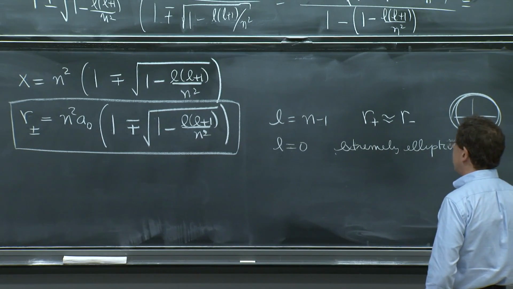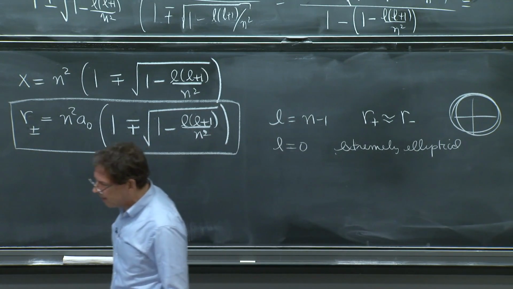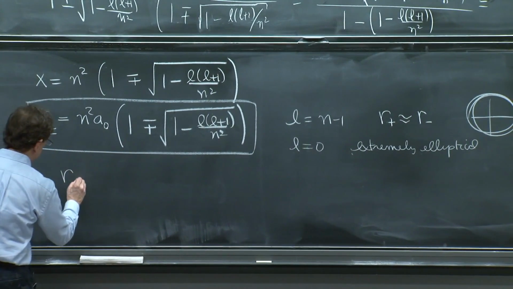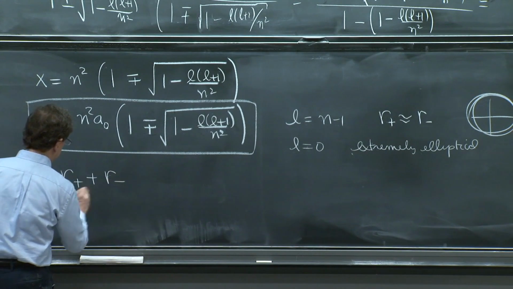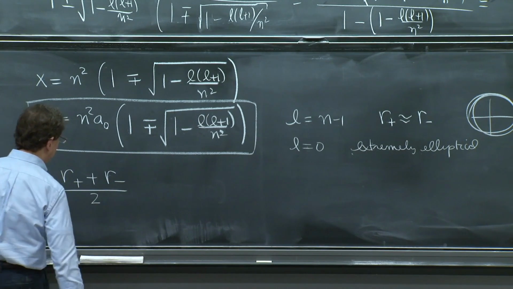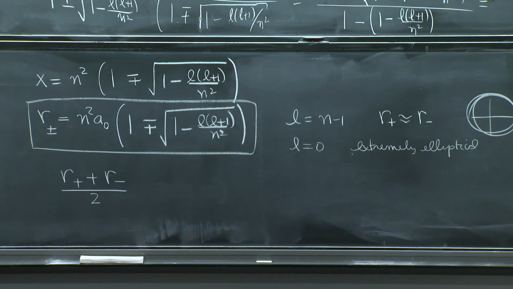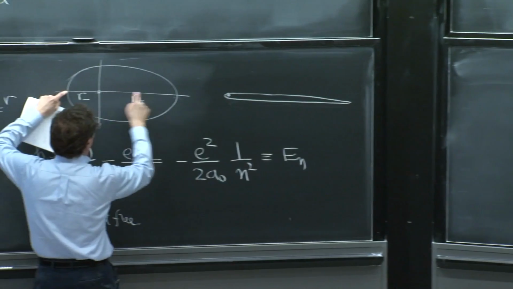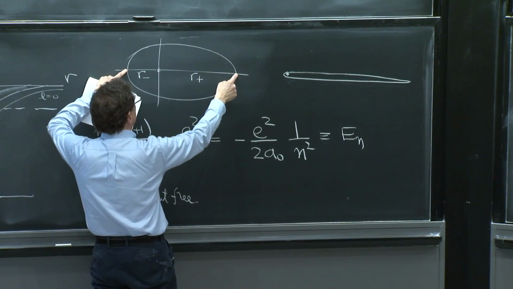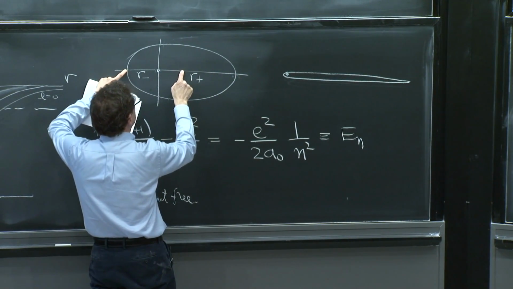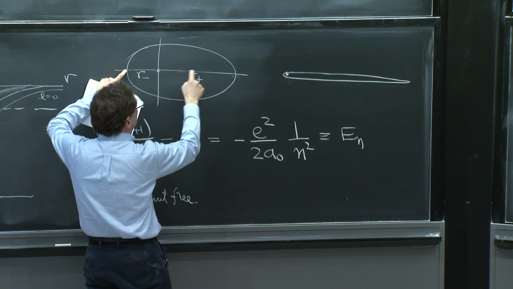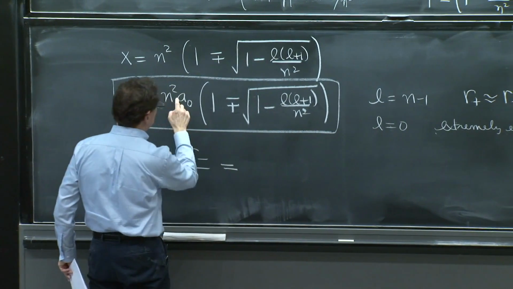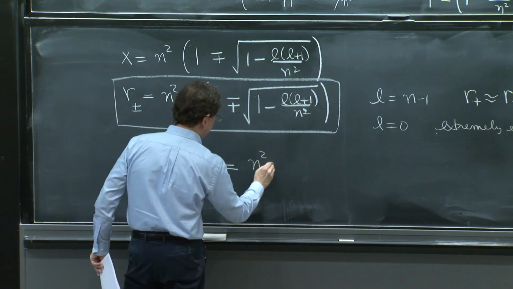And finally, we can say here, for example, one interesting thing, that r plus plus r minus over 2, which is this, r plus plus r minus is the total longest axis of the ellipse, divided by 2, the center of the ellipse, not the focus. That distance is independent of L, so you'll have n squared a0.